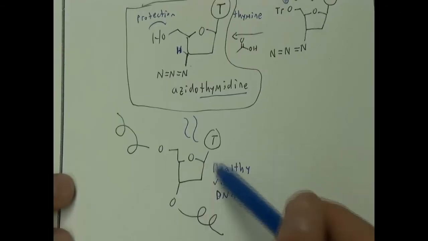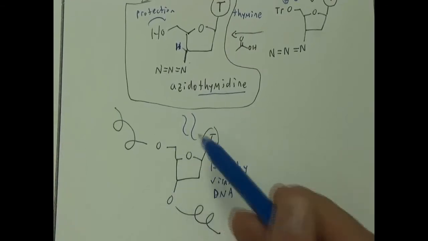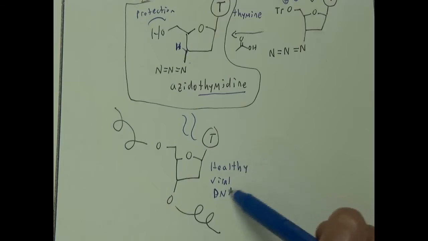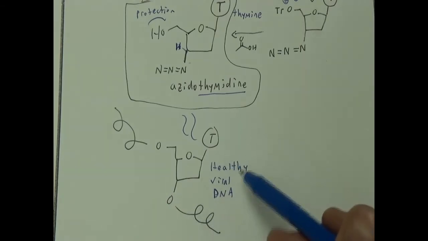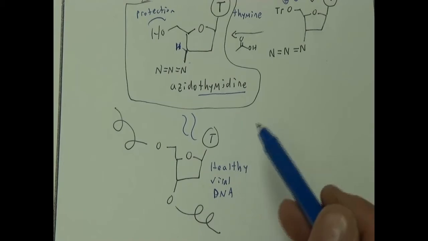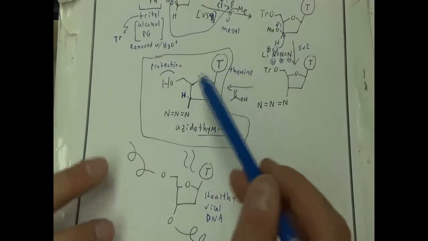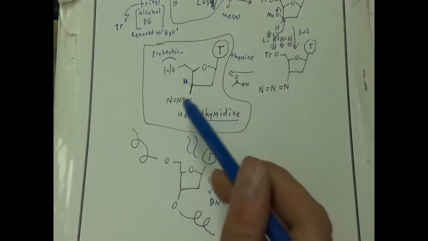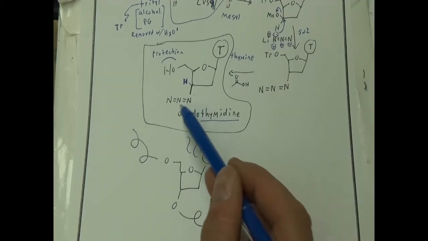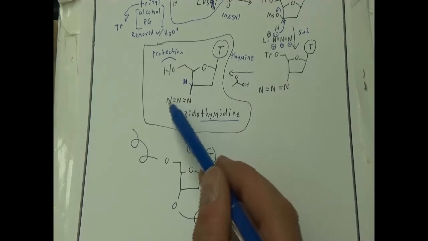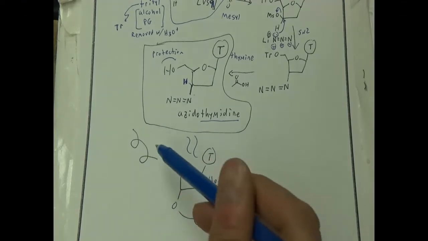Anyways, imagine this being a replicated strand of viral DNA that's being created by HIV as it's infecting a human. Now what would happen if this got incorporated into this growing DNA strand? The azide would not allow you to keep attaching other nucleotides like this. The azide blocks the incorporation of other nucleotides. So it's like a blocking group, that's the best way to think about it. The azide will block the attachment of other nucleotides, so it doesn't have this continuous chain.